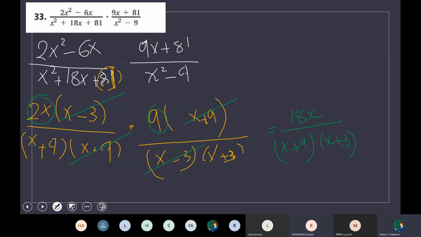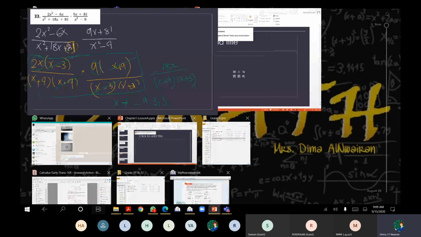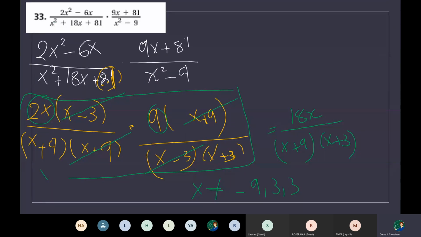Now, yes, Sausan. Can you tell me the restrictions of the variable? It cannot be -9, 3 or -3. Thank you. Because Sausan looked at the factorized expressions before simplifying it. Thank you.